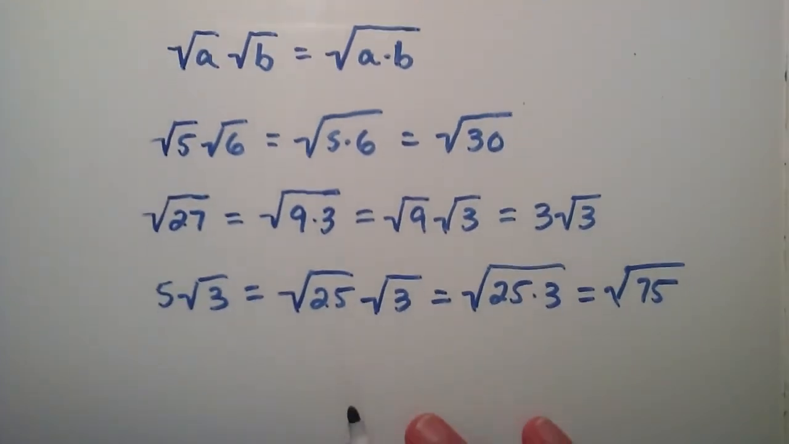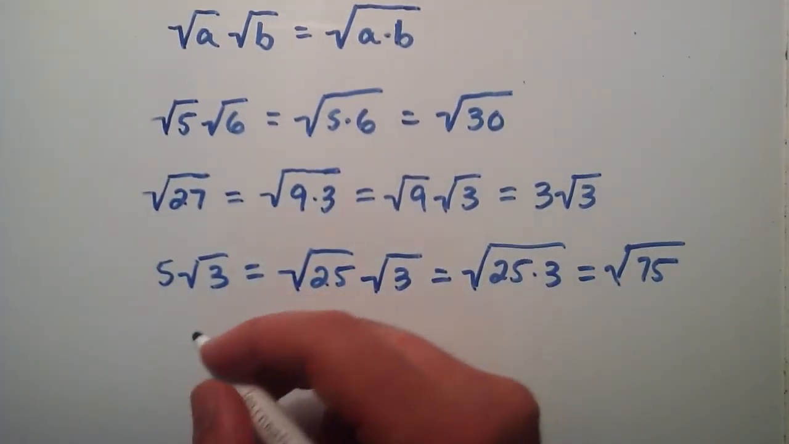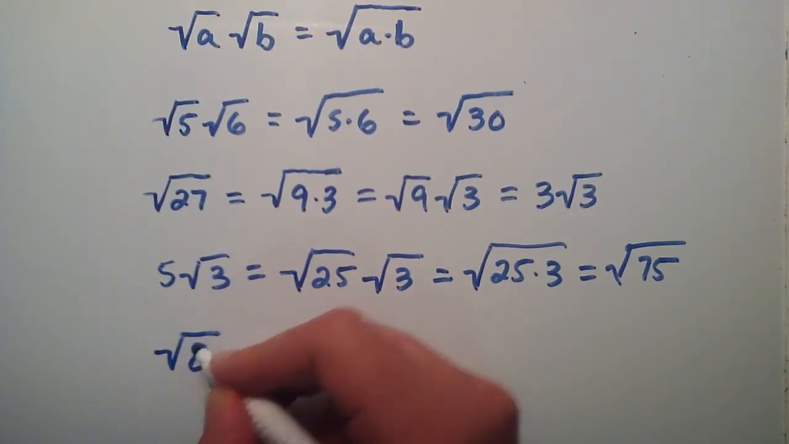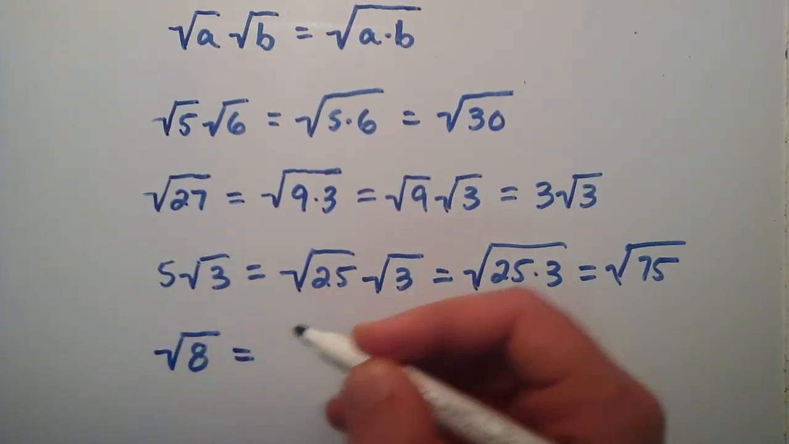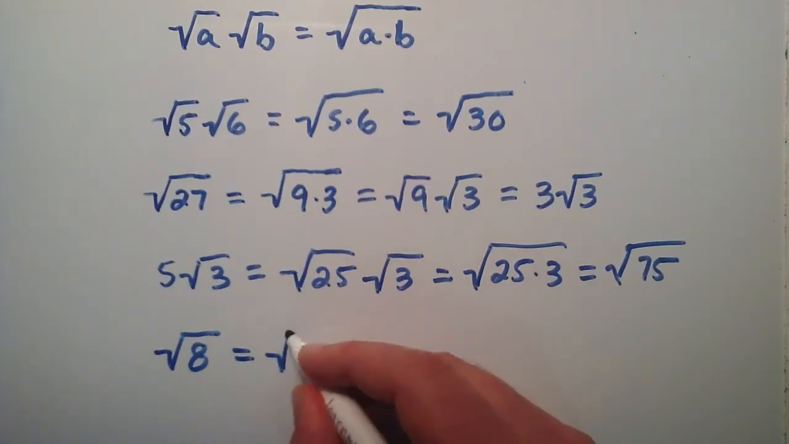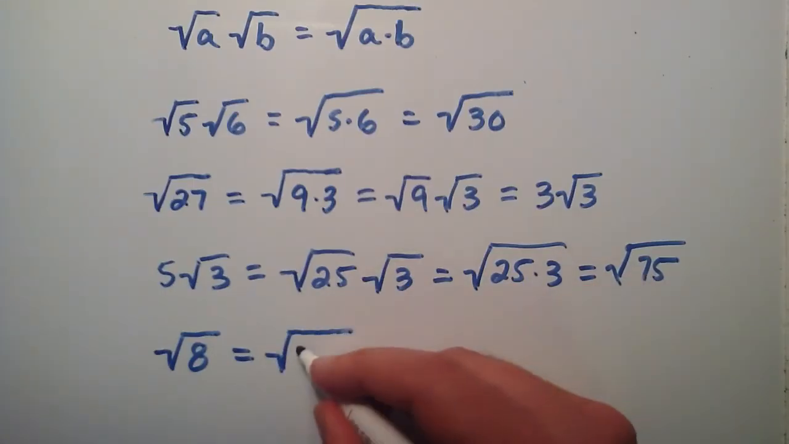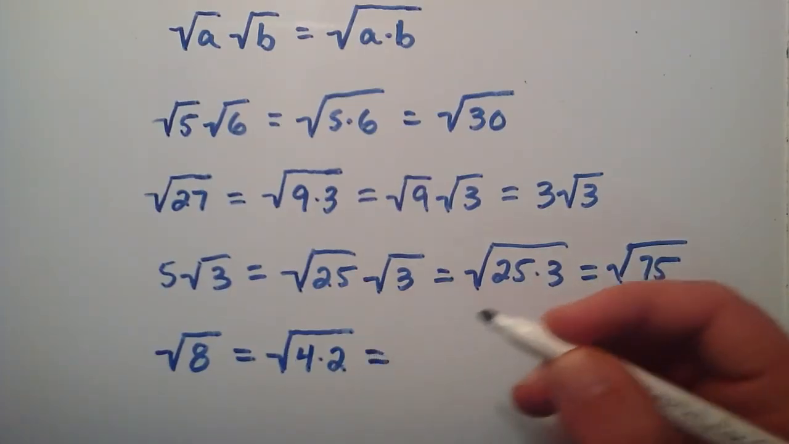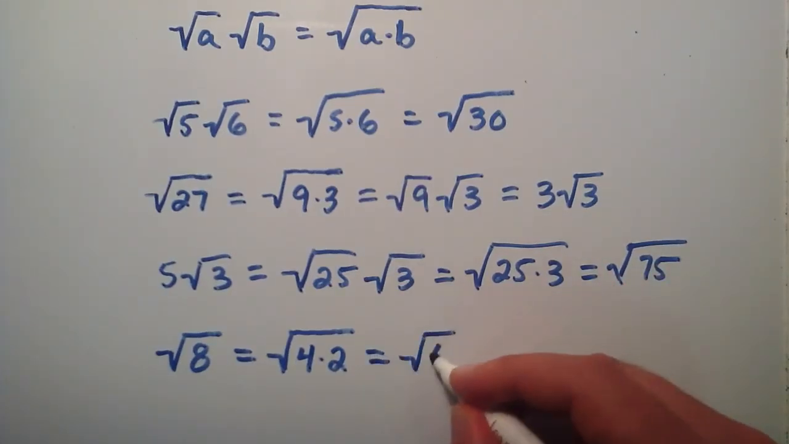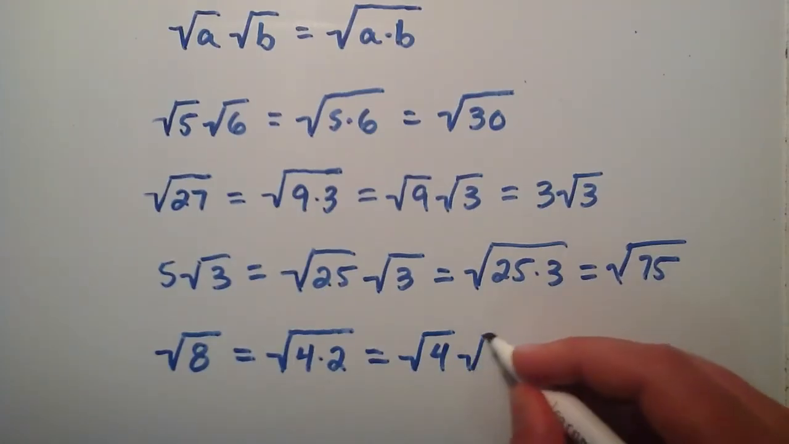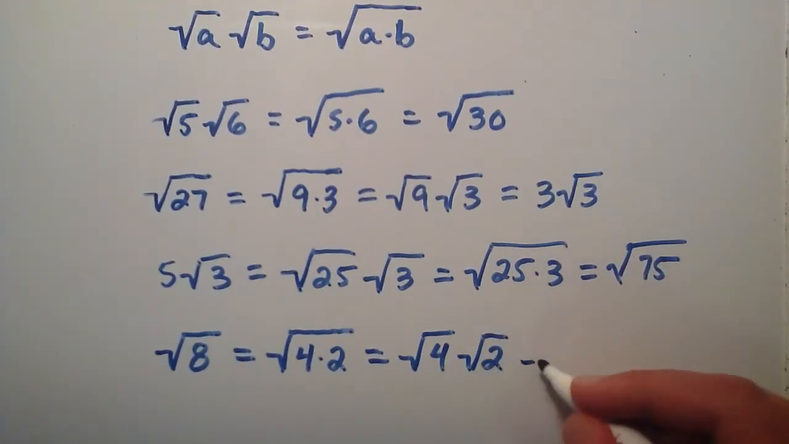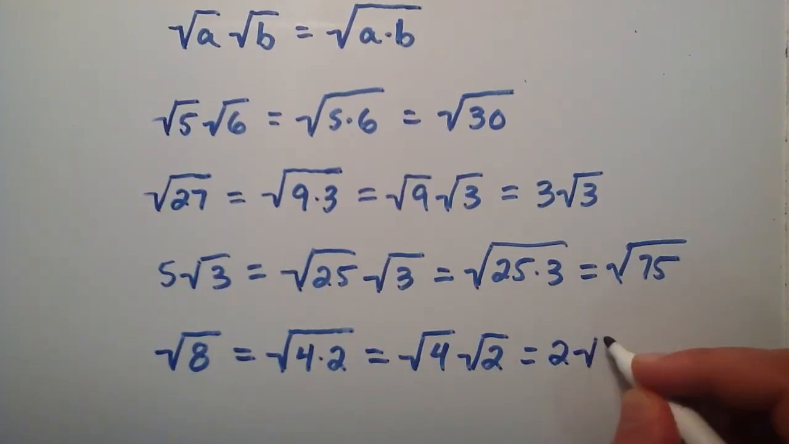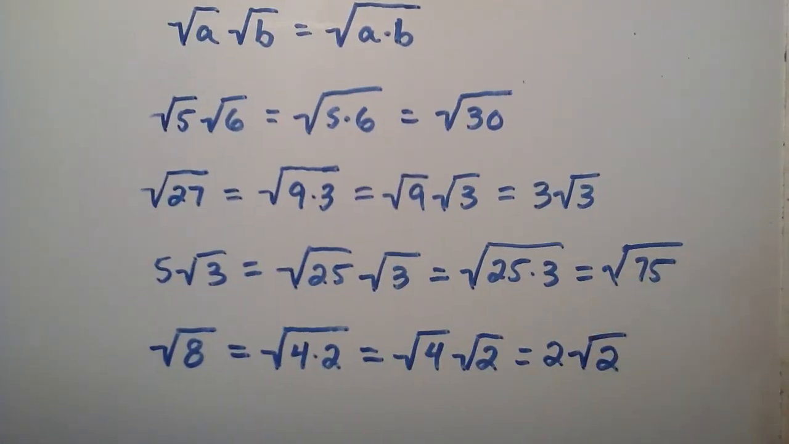Let's just do one more example here. What if we have the square root of 8, and we want to write this in a little bit different form? Well, 8 is equal to 2 times 4. So we'll just go ahead and do the 4 first and then the 2. And we can split that apart into the square root of 4 times the square root of 2. And the square root of 4 is equal to 2. So this becomes 2 times the square root of 2.